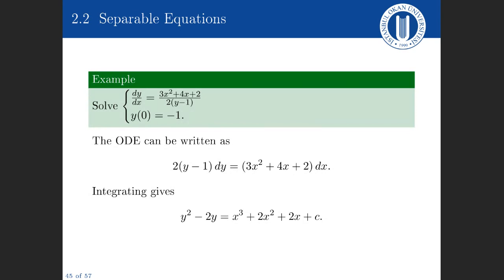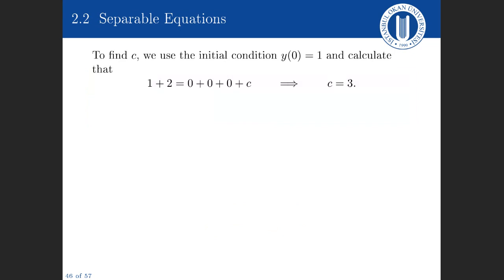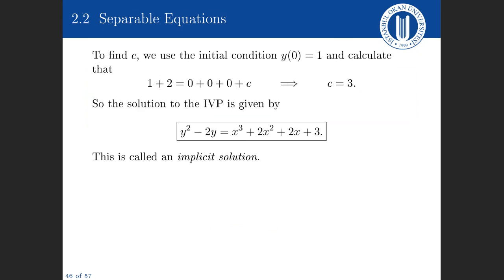The next step is to find c, because we want y of 0 to equal minus 1. We're going to replace every x by 0, and we're going to replace every y by minus 1. So we would get 1 plus 2 is equal to 0 plus 0 plus 0 plus c. And then we can see that c must be 3. So the solution to the initial value problem could be written like this: y squared minus 2y is equal to x cubed plus 2x squared plus 2x plus 3.